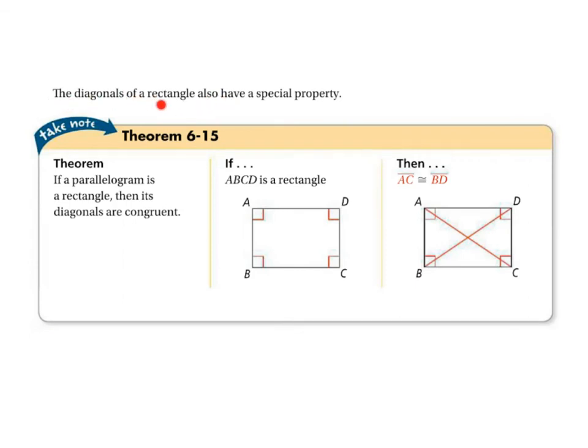Here we are moving on to rectangles, and the diagonals of a rectangle also have a special property. Very specifically, if you know it's a rectangle, and you need to establish that it's a rectangle first, right? You can't just jump right in. We need to show that we have enough information to say that it's a rectangle, or they might just tell us. Then, what do we know? When you draw the diagonals, those diagonals will be congruent, equal in length, okay?